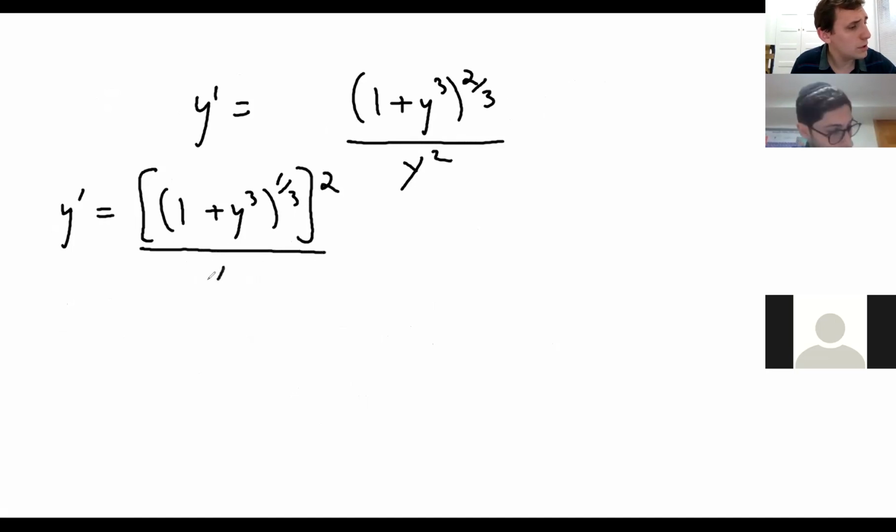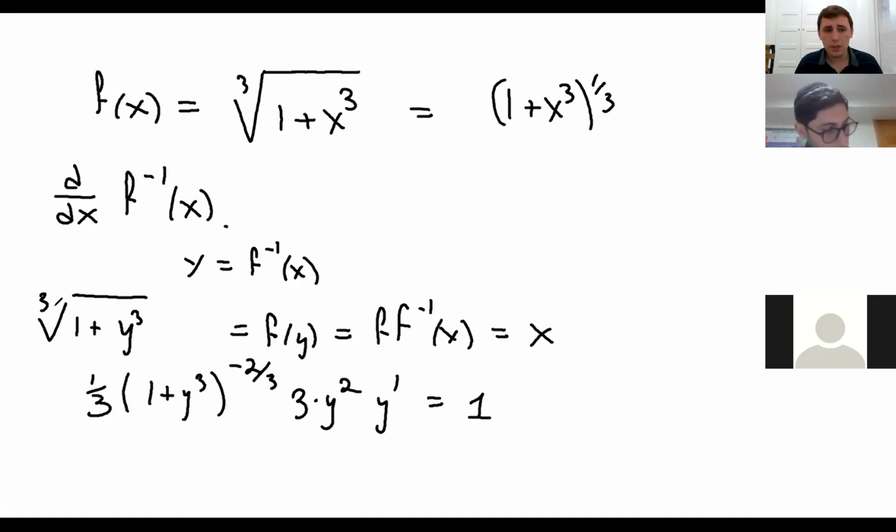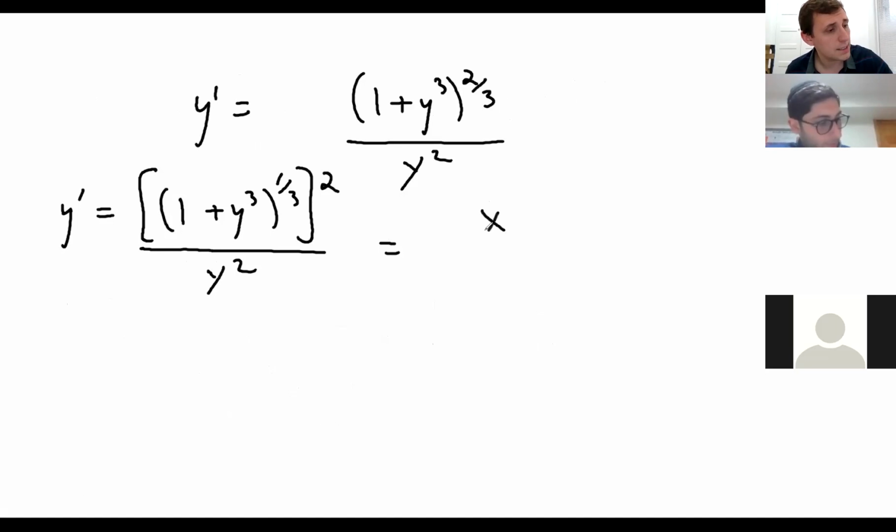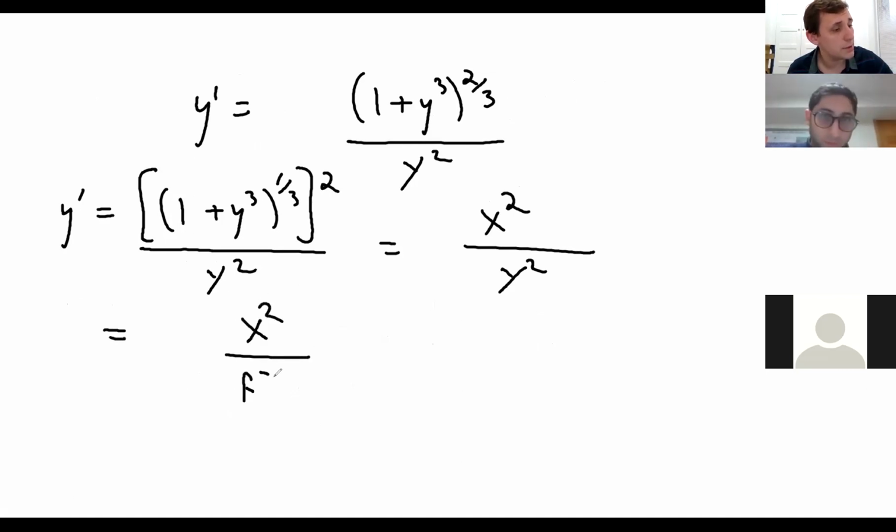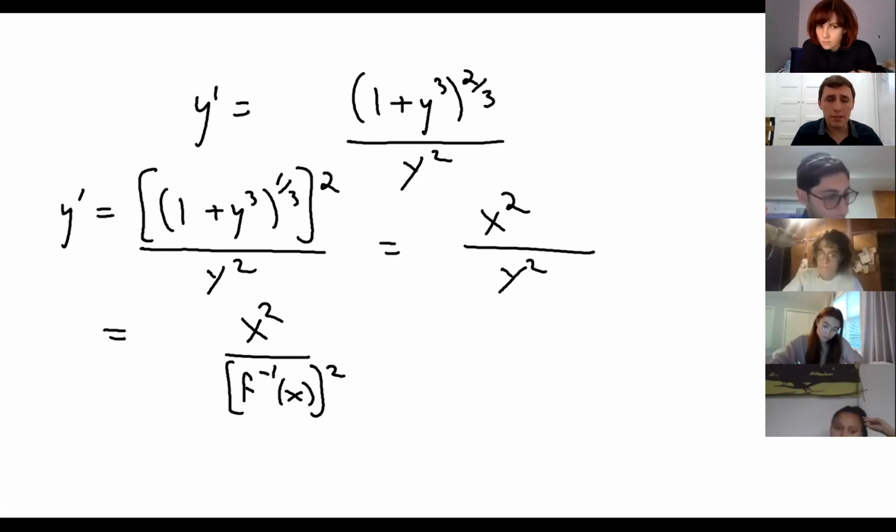squared over y squared. Now, why did I write it this way? Do you see that (1 plus y cubed) to the 1/3 power is just x? So that entire expression can be written as x squared divided by y squared. So that means that the derivative of the inverse function is x squared divided by the inverse function squared. Do you agree?